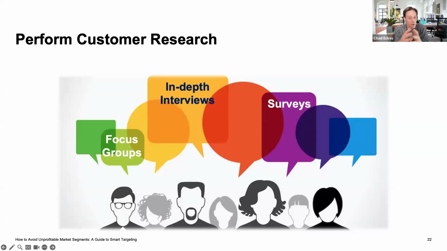I'm not going to present here on how to do those things. I think people have done them, or there's a whole other set of training on how to perform these particular tasks and projects. But I will highlight a couple of things about conducting customer research in the context of market segmentation.